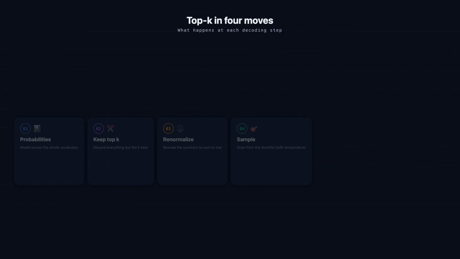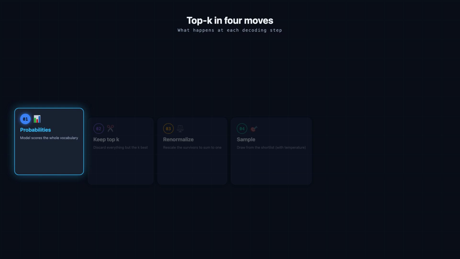Here's the actual recipe, and it's refreshingly simple. It's really just 4 moves at each step. First, the model hands you its next token probabilities across the whole vocabulary. This is the raw distribution. Thousands of candidates, most of them carrying vanishingly small weight that we're about to throw away.